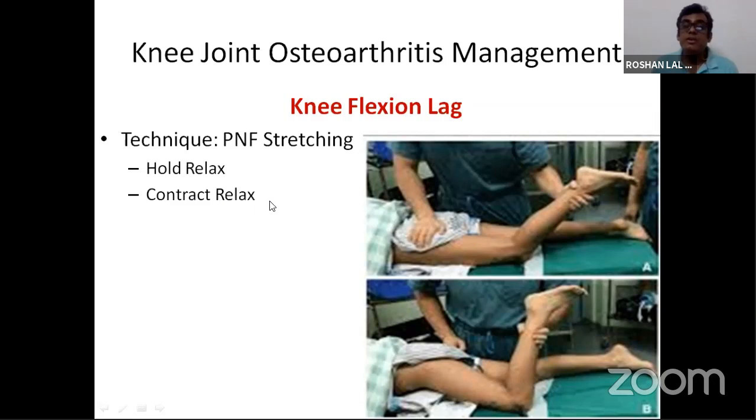By using the contract relax technique, we flex the knee joint up to whatever range is there. Suppose 45 degree flexion is there. So we flex the knee joint up to 45 degrees and hold it firmly. After that, we ask the patient to extend the knee joint. To extend the knee joint, the patient will contract the quadriceps muscles.